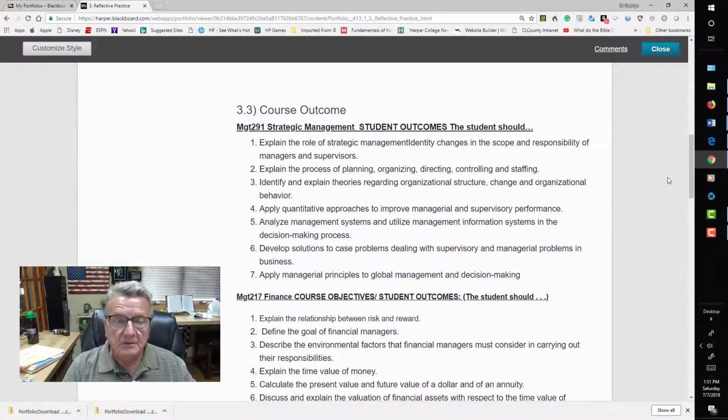When we came up with the student outcomes, these are the outcomes listed with the college, and not only full-time faculty but also adjuncts or contractors worked together to redefine the outcomes to what is practical and what is expected of a person that completes strategic management, which is a capstone here at the college. So they should be able to explain what strategic management is and identify the changes.